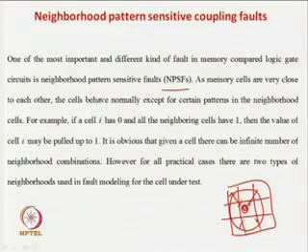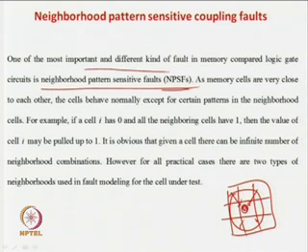Neighbors will affect, but this effect is much less compared to a memory cell, because in memory everything is very compact, placed very near each other, and that is actually creating the problem. So that is why we say there are different kinds of memory faults.